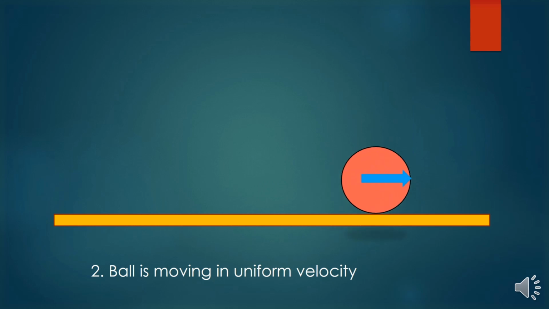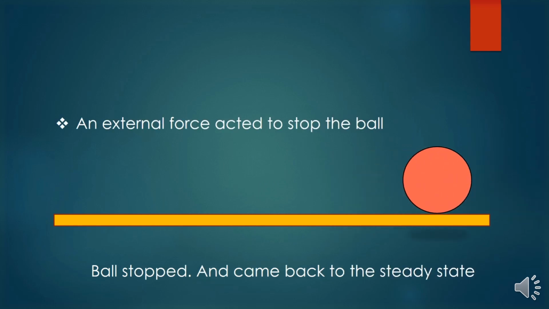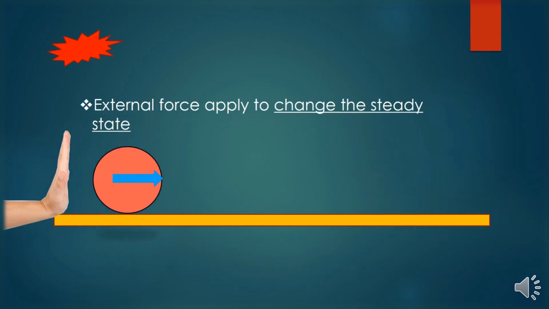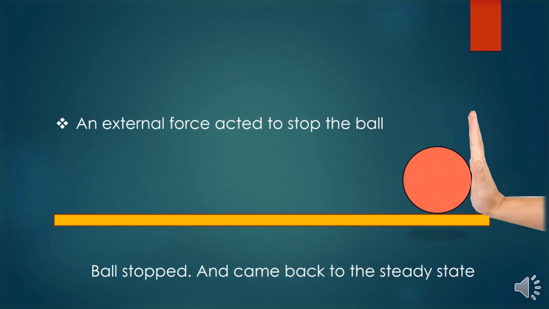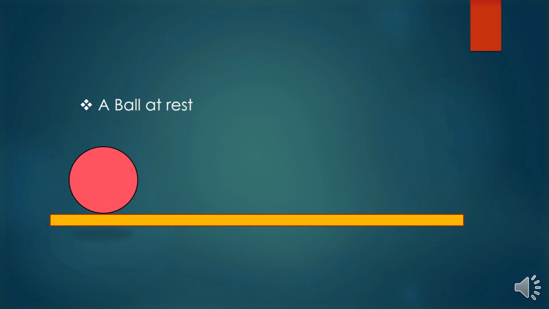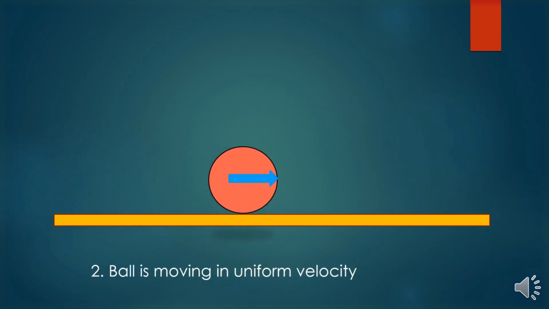Well, Newton mentioned the steady state. Steady state can be a body or object at rest or moving in a straight line at a uniform velocity.